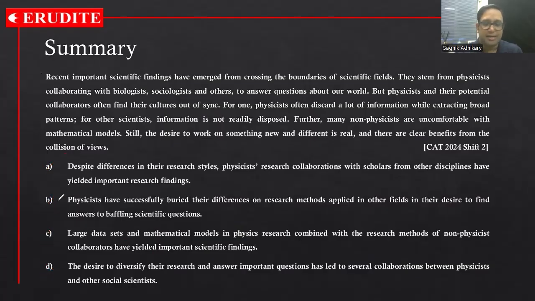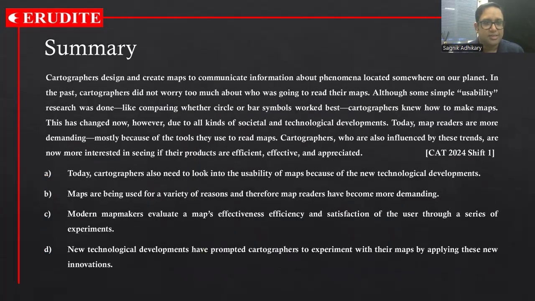Let us look at another moderate level question. This one is from 2024 shift 1, the morning shift. This talks about cartographers and map making. Cartographers are map makers, those who make maps. Cartographers design and create maps to communicate information about phenomena located somewhere on our planet.